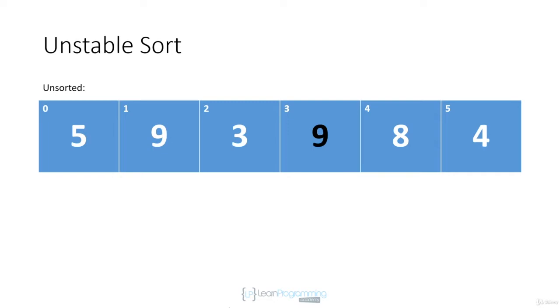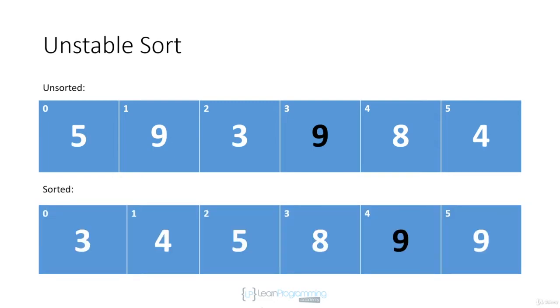If a sort is unstable, then that means the relative ordering of duplicate items will not be preserved. And so in an unstable sort, the black 9 will end up coming before the white 9. So what will happen is the 9s are sorted now, the array is sorted, but the 2 9s have flipped position. Their relative ordering has not been preserved. So in the original array, the white 9 came before the black 9, and in the sorted array, the black 9 is coming before the white 9.